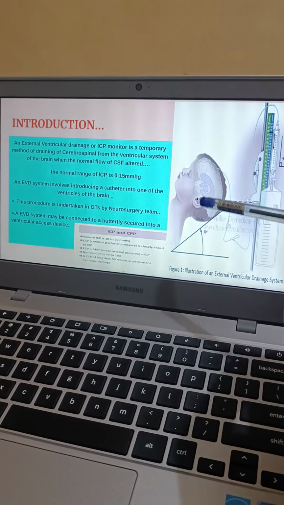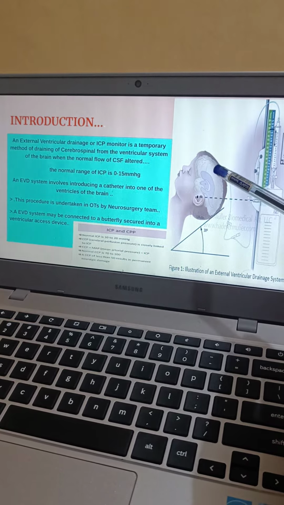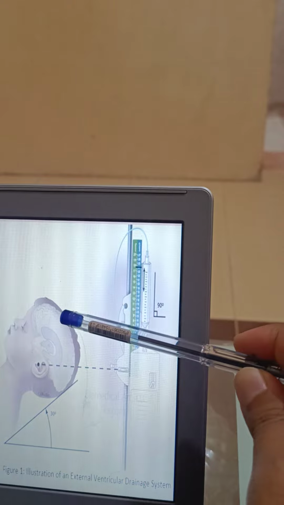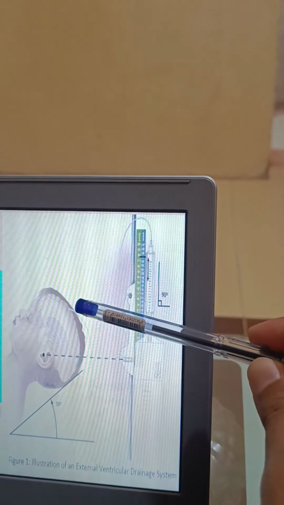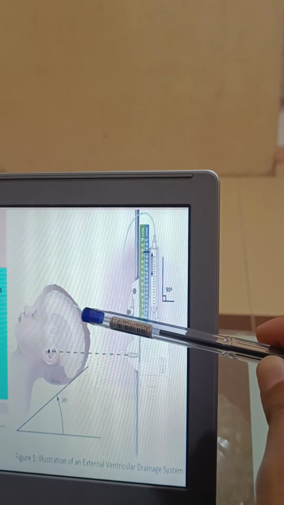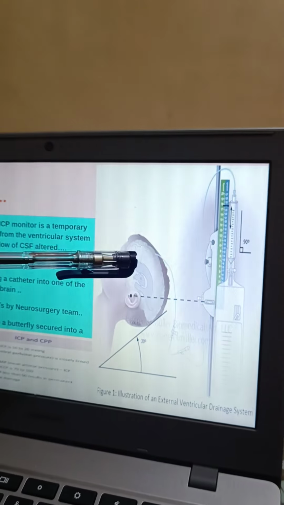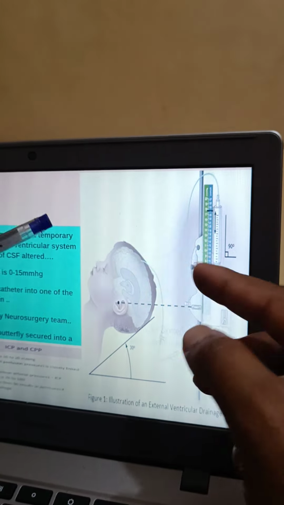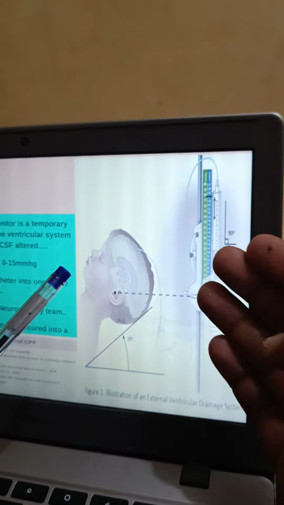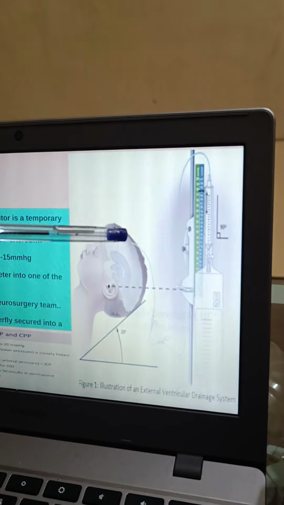That's why EVD insertion is not a big thing. Here you can see the EVD procedure. It is usually done in emergency cases in the ER, and in well-equipped ICUs they will do it at the bedside. Using a very small scalpel, they usually prefer the right side, because the ventricles are a little nearer to the right part of the brain.